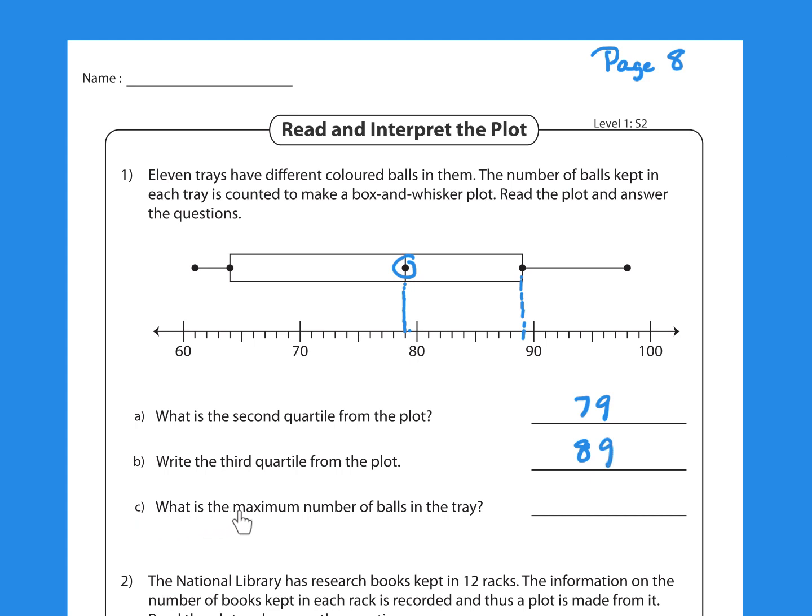Question C, what is the maximum number of balls in the tray? So that would be the end point of the box and whisker graph. And as we look at this and drop down a vertical line, and if this is on paper, I'd probably use a ruler to do this. That looks like it is 2 before 100, so that would be 98.